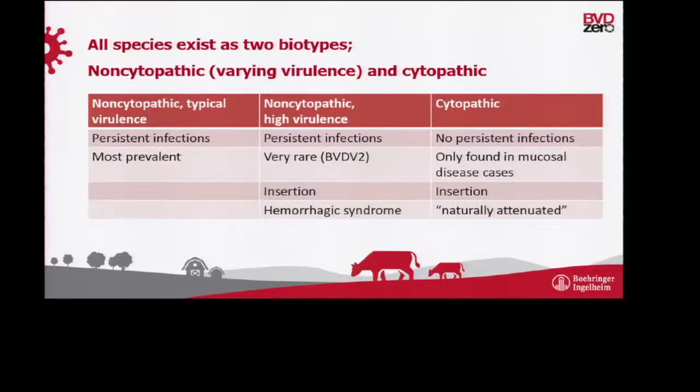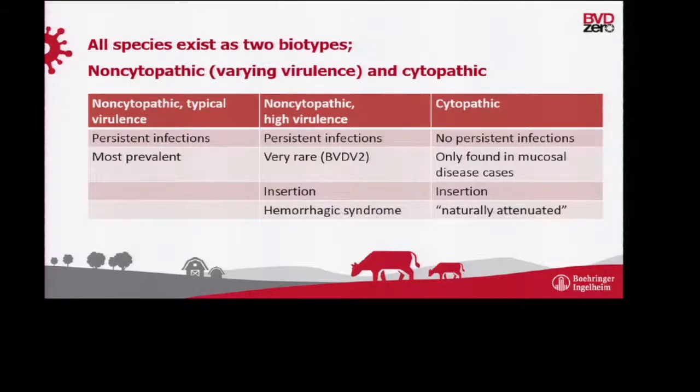Non-cytopathic, high virulence, these can also give you persistent infection, surprisingly enough. But in acute infection, they can kill animals. They are relatively rare. They do have an insertion. I'm not going to talk too much about that today, but once again, these viruses are just fun to play with. And they do result in the hemorrhagic syndrome.